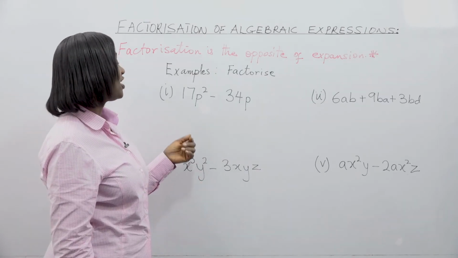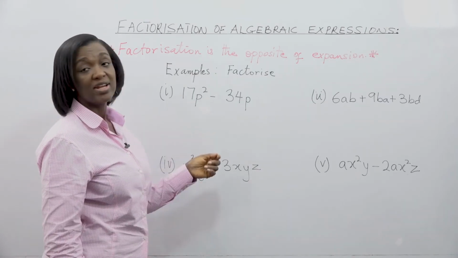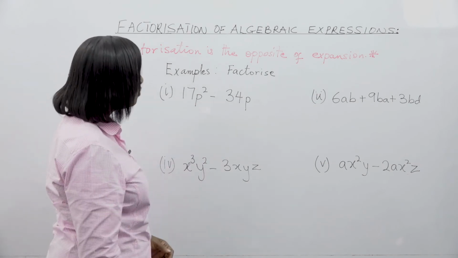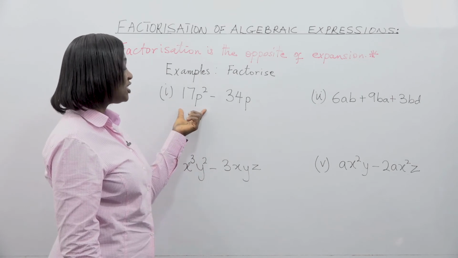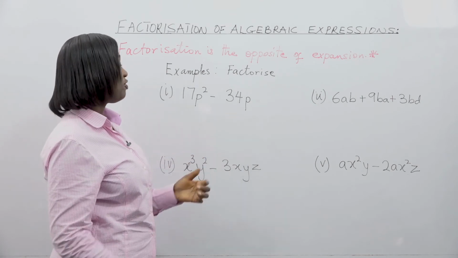Here we want to factorize 17p squared minus 34p. We want to find the highest common factor of 17p squared and 34p.